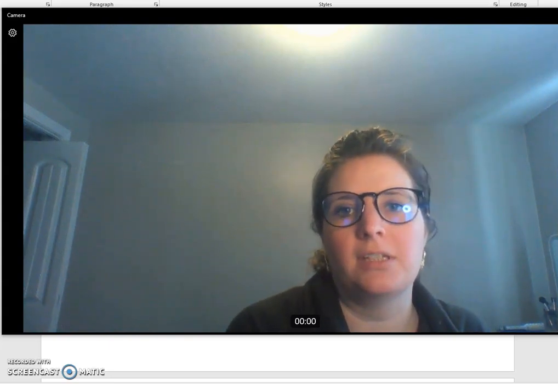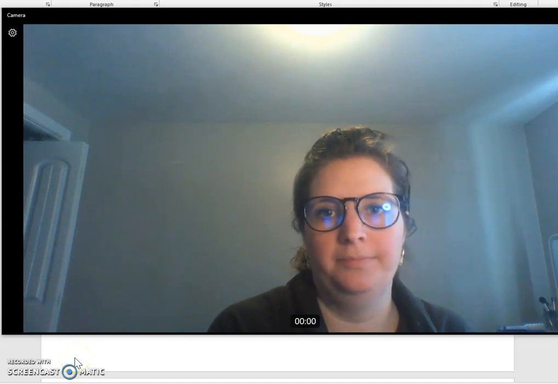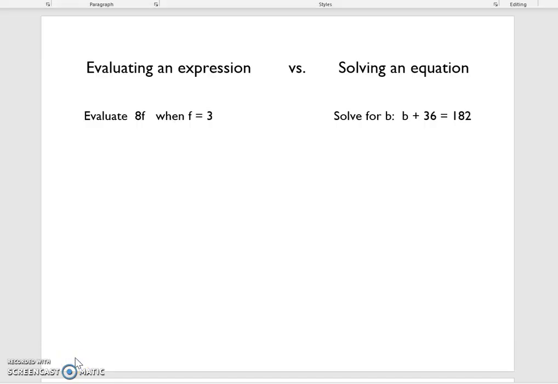Today we're going to be looking at the differences between solving an equation and evaluating an expression. When we evaluate an expression, we are given a number to replace with the variable. We're evaluating it because we want to find out how much it is equal to. When we solve an equation, we're going to identify the value for the variable. So a key difference here is we evaluate when we know how much the letter stands for.